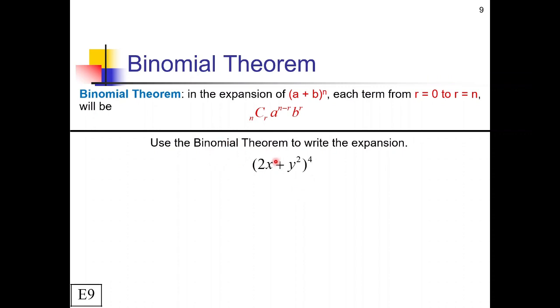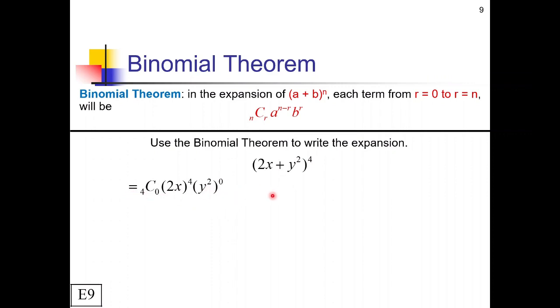So let's use the binomial theorem here. We're going to do the first couple of these together. Since we have a 4th power here, our first term is going to have 4 choose 0 for that first coefficient. And then A is really this 2x here. So we've got 2x raised to the 4 minus 0, which is just 4. B is just the y squared. So we've got y squared raised to the r power, which is 0 in this case. So this will be our first term once we simplify it.